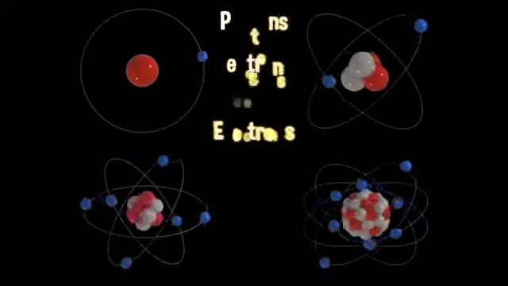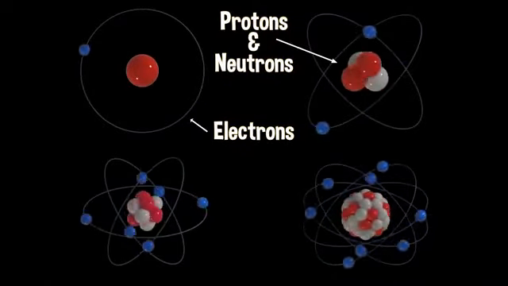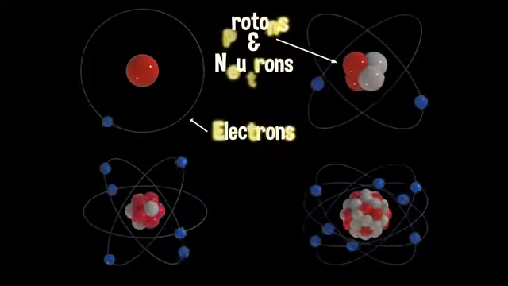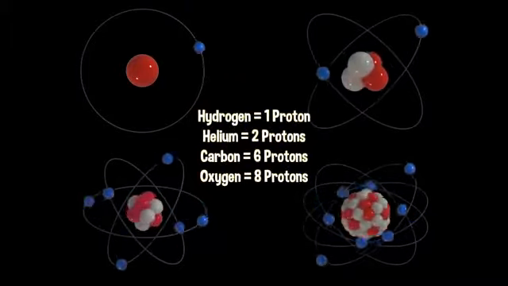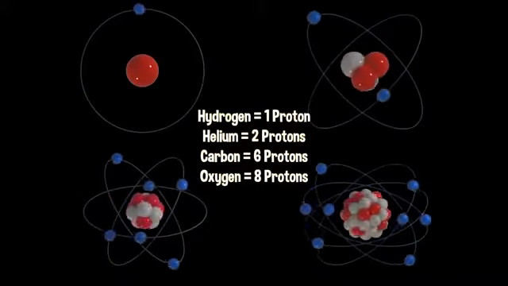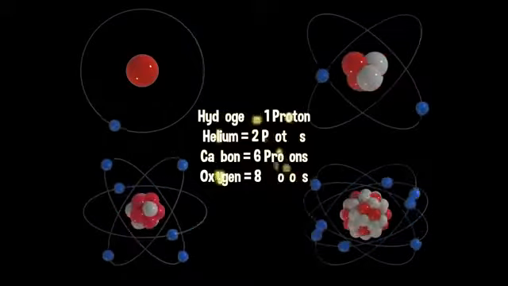Electrons exist in the outer shell of an atom, while the protons and neutrons are together in its center. The number of protons an atom has determines what element it is. Hydrogen has 1 proton, helium has 2, carbon has 6, oxygen has 8, and so on.